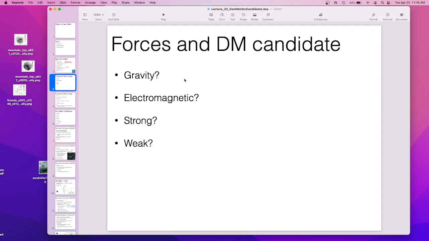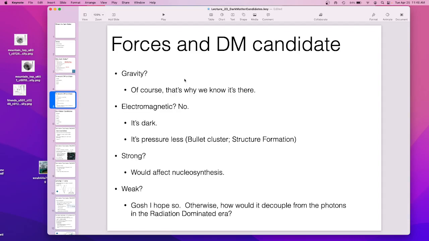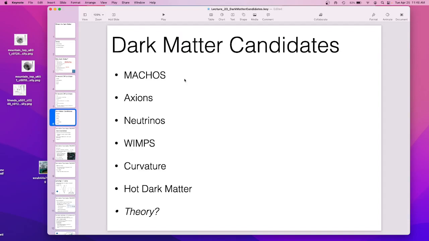So we need to be able to create it in the first place. So it has to couple to the weak force. Or gravity has to do something we don't understand, which is a certainty, but not an answer for us right now. So, gravity, yes, that's how we know it's there. No for the electromagnetic, no for the strong force. It would affect nucleosynthesis. We would definitely see that. So we're really hoping that they interact with the weak force. That's what we're banking on in many of these, though not all of them.